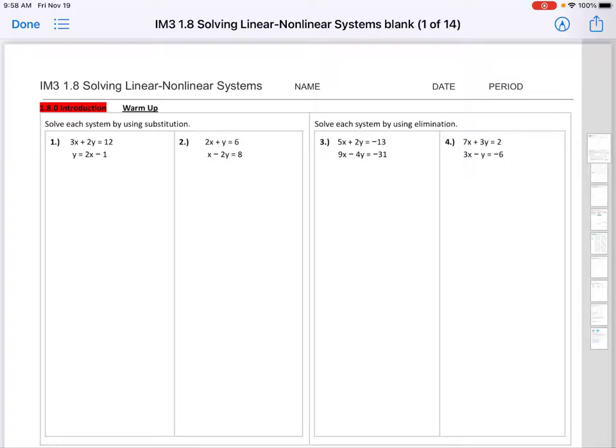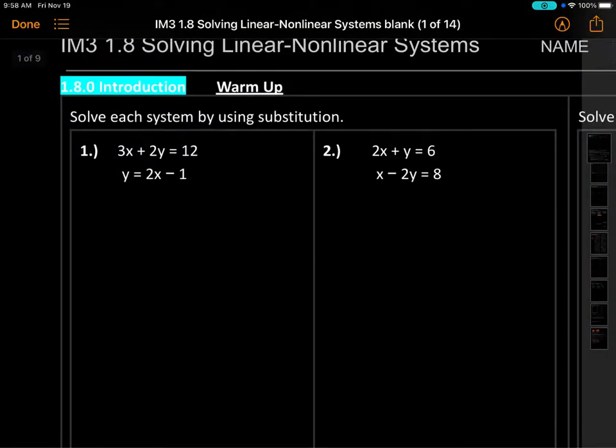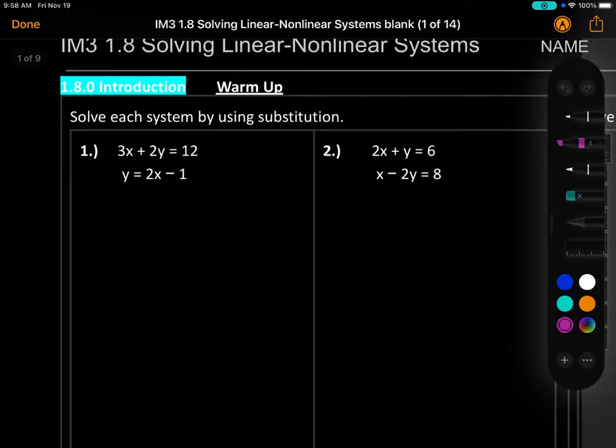Hey students, let's go over lesson 1.8, solving linear-nonlinear systems. Let's go to dark mode. Let's take a look at our directions. Questions 1 and 2, we need to solve the system by using substitution. Go ahead and try that.